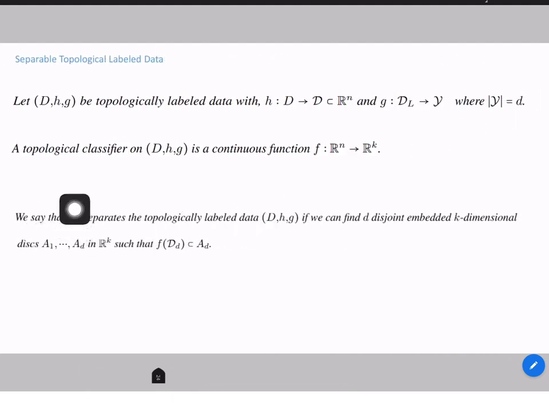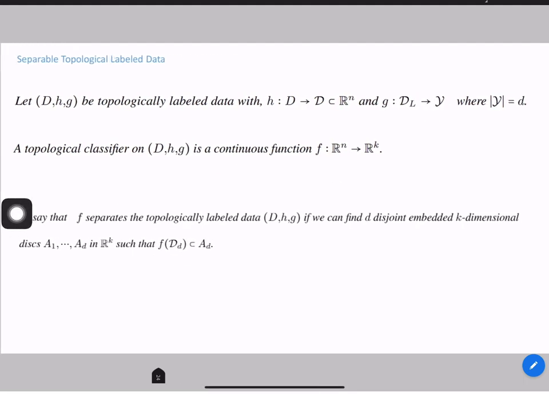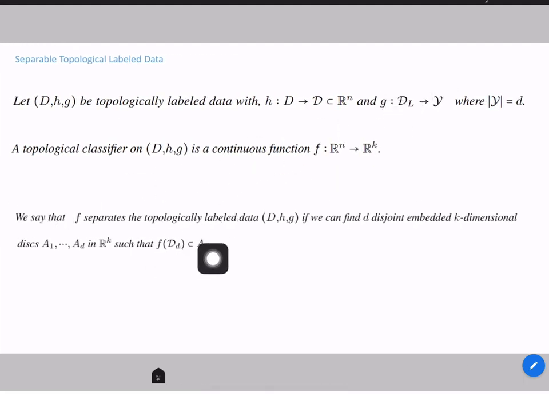And we say that, so this is just a continuous function, so we did not do anything here. So we need to define what it means for this classifier to successfully do something as far as machine learning is concerned. So we say that f separates the topologically labeled data if we can find d disjoint embedded k-dimensional disks, where k is the dimension of this ambient space, such that the image of each labeled subset of D l is contained in that disk.